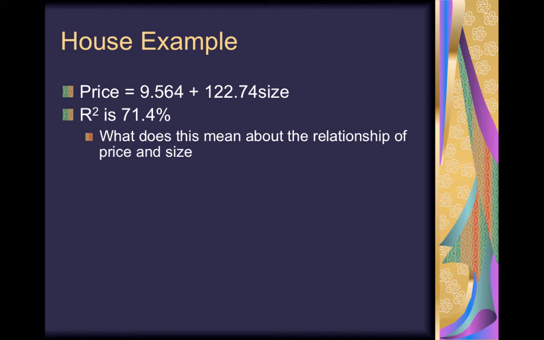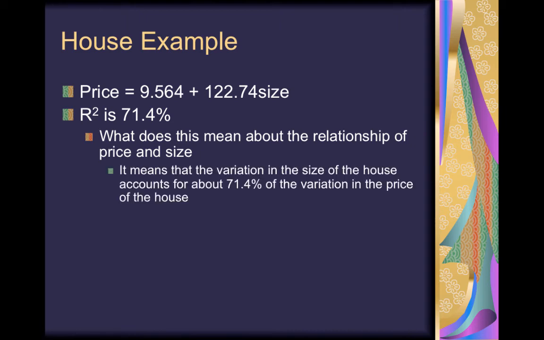Again, our x variable accounts for the variability of y, or the variability of y is accounted for by the variation in x. So here I have it written as the variation in the size of the house accounts for 71.4% of the variation in the price of the house.